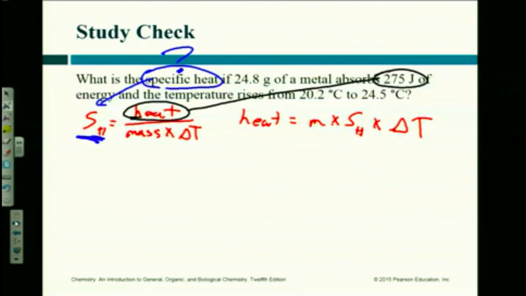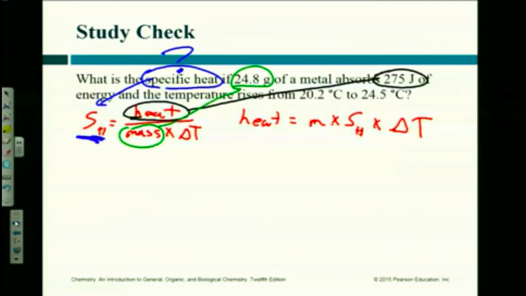Okay. Here's the easy one. What's the mass? 24.8. How do you know that? Because it's grams, and that's the unit of mass. See what we learned a couple weeks ago?